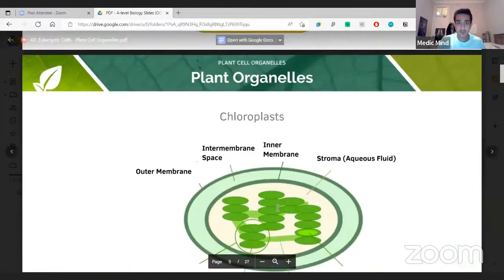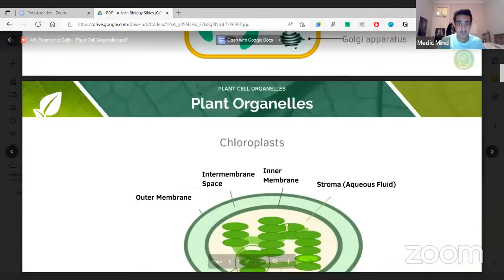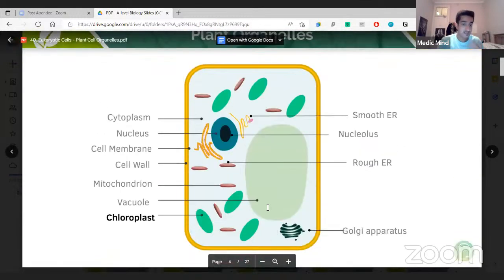The only thing I need to talk about when it comes to plant organelles is chloroplast, because that's the only thing that's different, as well as the cell wall.